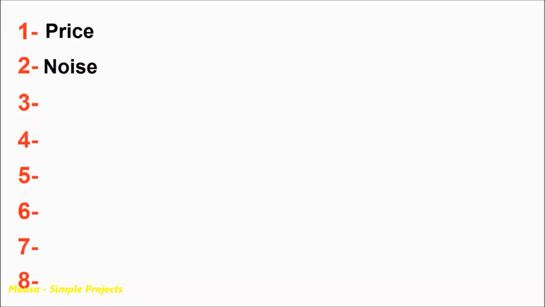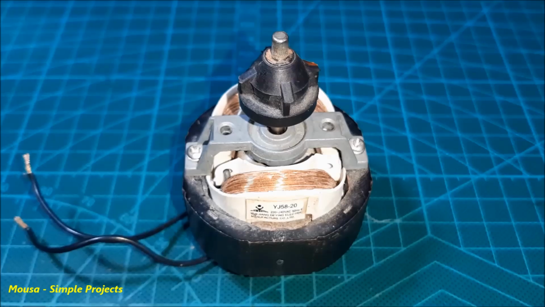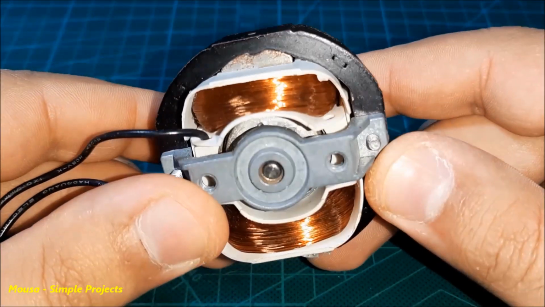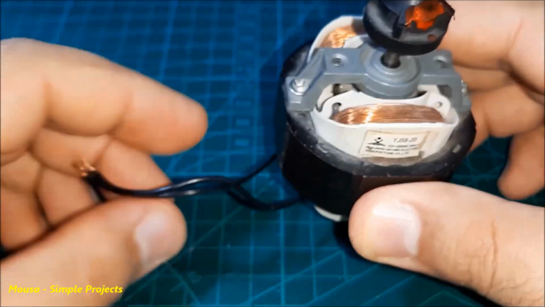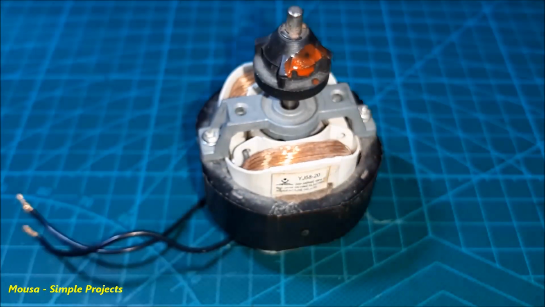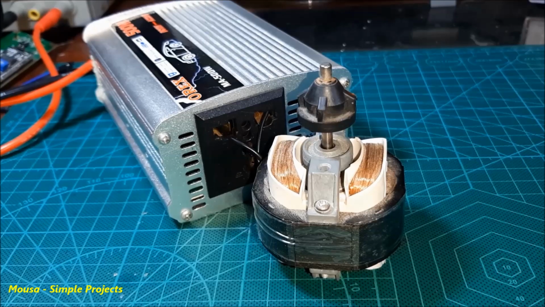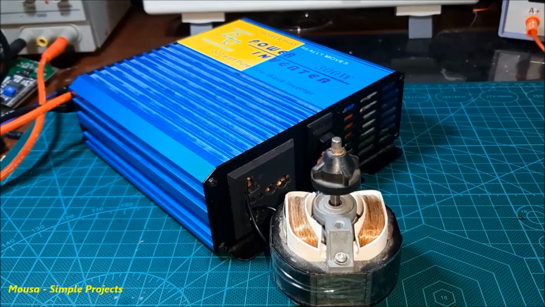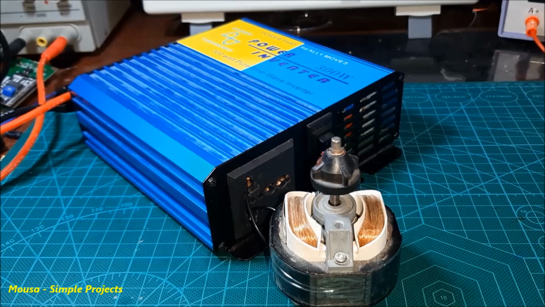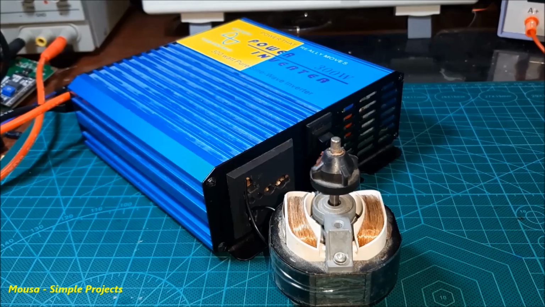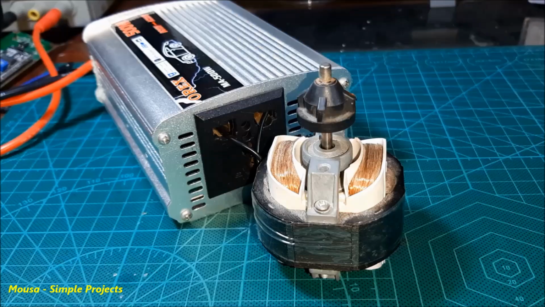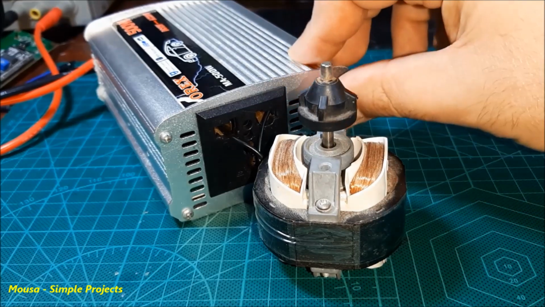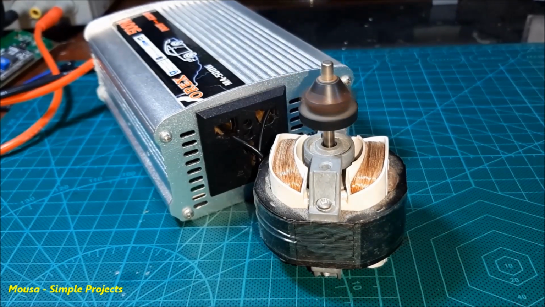The second factor that I want to talk about is the noise of the electric load that is connected to the inverter. Here I have this 15-watt motor. I would like to compare the sound of the motor when it is connected to square wave inverter and then when connected to pure sine wave inverter. By the way, I disconnected the cooling fan of the inverter for doing this test for a few seconds. Let's start and see if you can hear the difference between them.